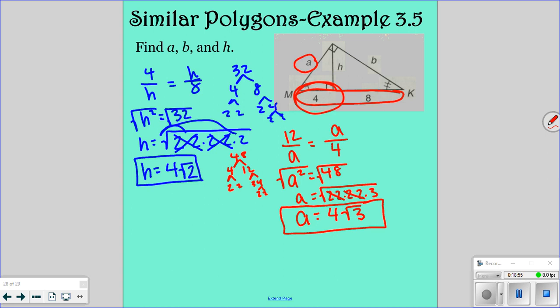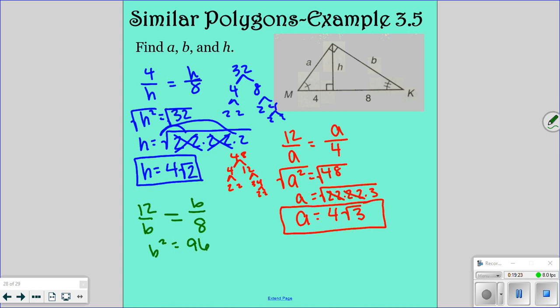To find B, you would use the same concept as finding A. So why don't y'all try and set up that ratio real quick by yourself, and then unpause the video and I'll go over it. So B is going to be the geometric mean of the whole hypotenuse, which is 12, and the part of the hypotenuse that is next to it, which is 8. So when you cross multiply, B squared equals 96.